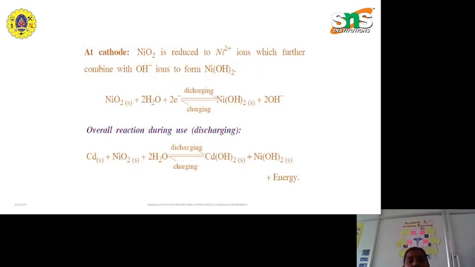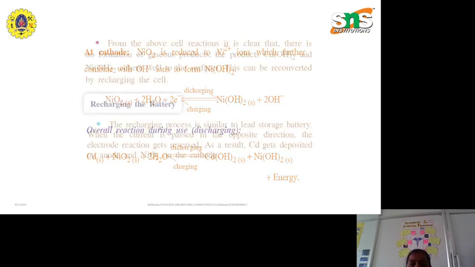At the cathode, nickel dioxide is reduced into nickel ions which further combine with the hydroxide ions to form nickel hydroxide. So nickel oxide plus water molecule plus 2 electrons released from the anodic part combine to form first nickel 2 plus ions. Then nickel 2 plus ions again combine with the hydroxide ions from the electrolyte to form nickel hydroxide. So overall reaction, cadmium plus nickel oxide plus water molecule during the discharging process, cadmium hydroxide and nickel hydroxide are formed. So in this case, potassium hydroxide density falls down.